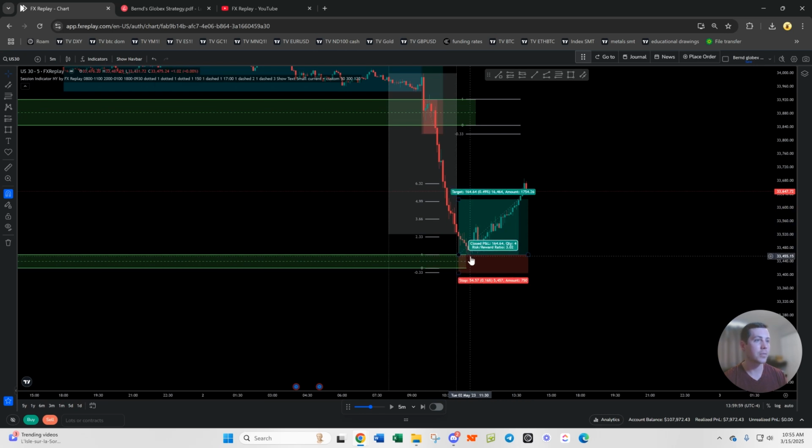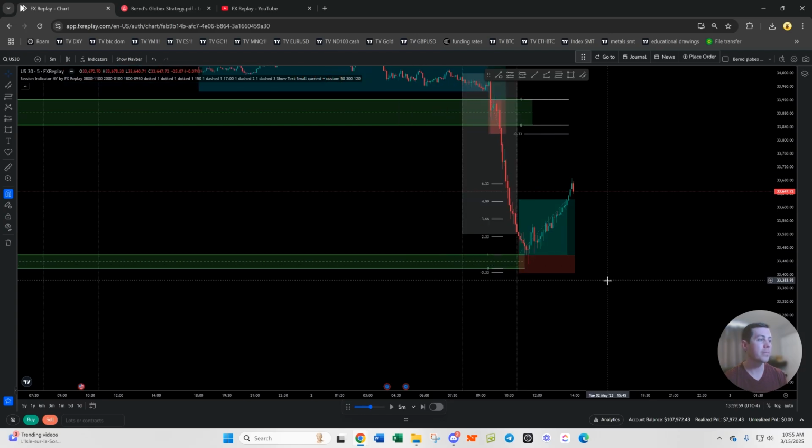But with this strategy, we're just using limit orders. So we don't really care necessarily what the candles do. We just are expecting a reaction off of it and hoping to catch that move. So got a nice move to the upside.